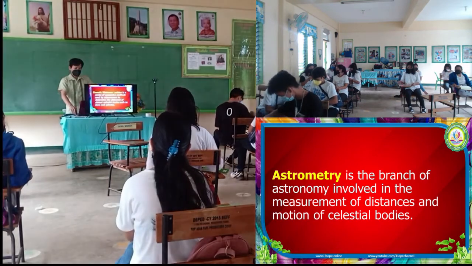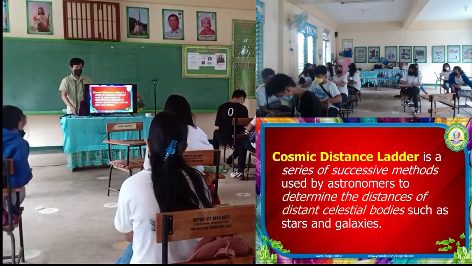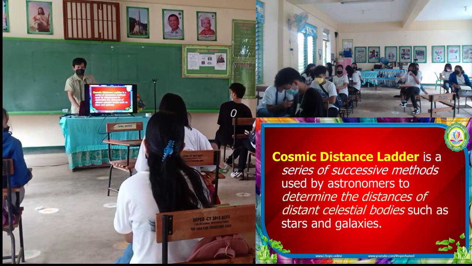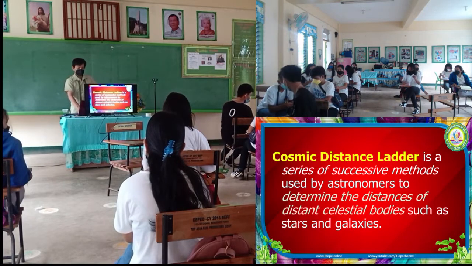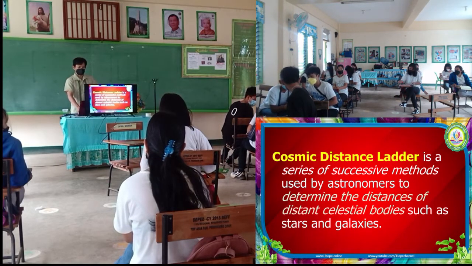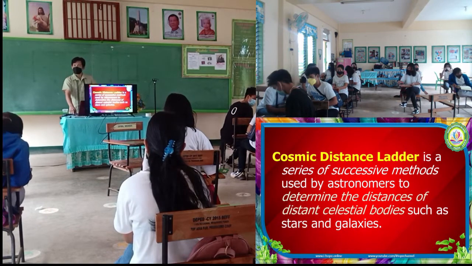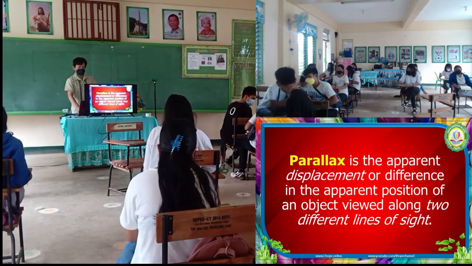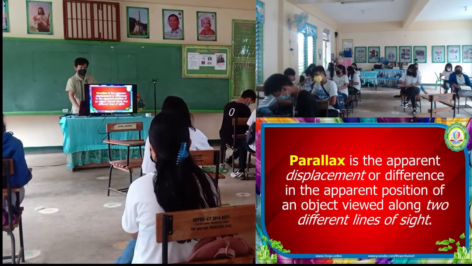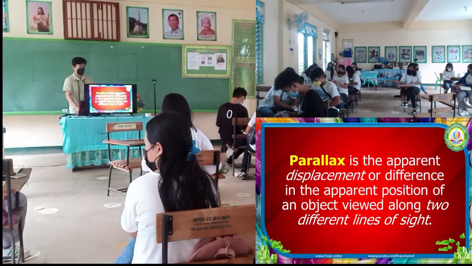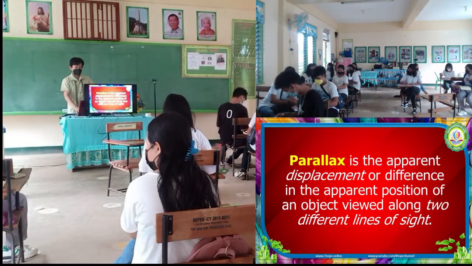Next term is cosmic distance ladder. It is a series of successive methods used by astronomers to determine the distances of distant celestial bodies such as stars and galaxies. The next term is parallax. It is the apparent displacement or difference in the apparent position of an object viewed along two different lines of sight.